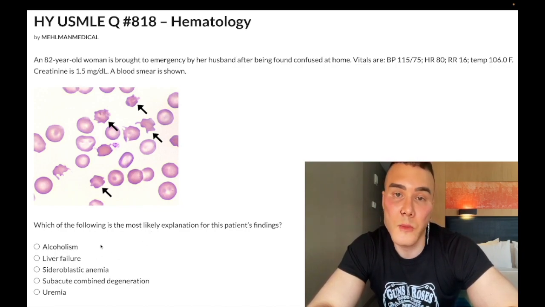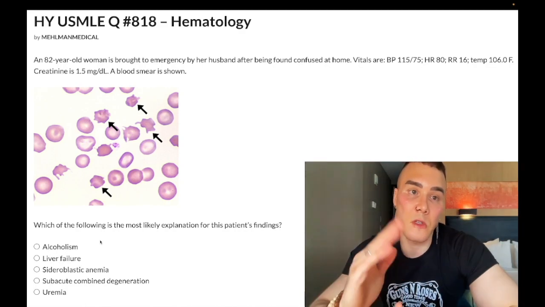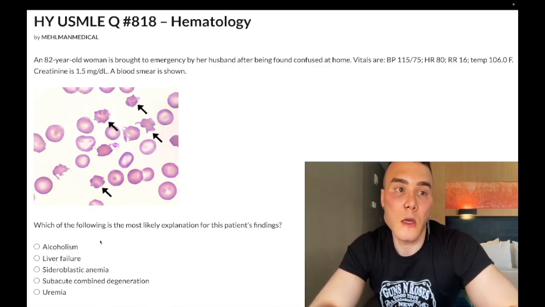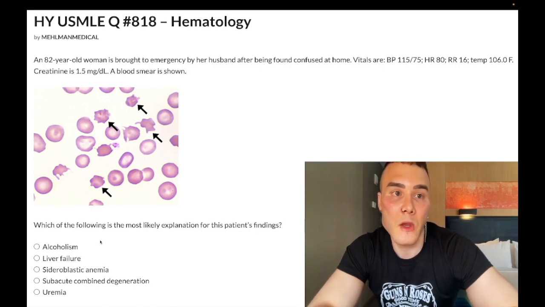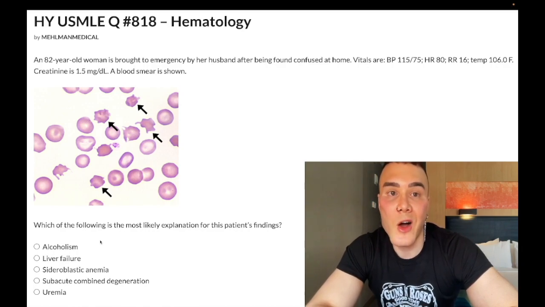Choice A, alcoholism, wrong answer. Not a notable cause of acanthocytes. Alcoholism can cause macrocytic anemia. It's a non-megaloblastic anemia. When you hear of megaloblastic versus non-megaloblastic, don't worry, okay? Megaloblastic anemia basically just means you're going to have high MCV and hypersegmented neutrophils, where that's B9 or B12 deficiencies. Non-megaloblastic anemia, that can be alcoholism, all right?